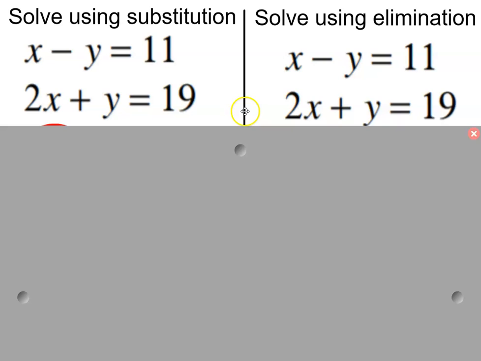We'll go over the answers, and then I want to show you something that we would consider using the graphs of these. So go ahead and pause the video, copy the problems down, solve this one using substitution, solve this one using elimination.